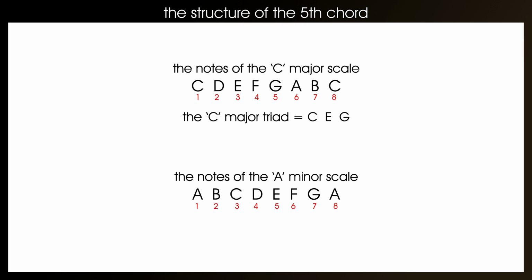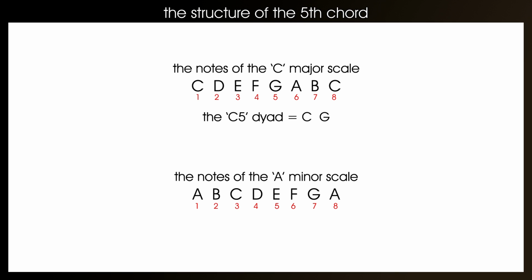In exactly the same way, if you take the first, third and fifth note of the minor scale, you get the minor triad, and this is what the minor chord is made up from. Now, the fifth chord only consists of two notes, and this is called a dyad. So if we take a look at the C major scale again, the dyad would consist of the first note of the C major scale and the fifth note of the C major scale, which means the dyad of the C major scale would be C and G.